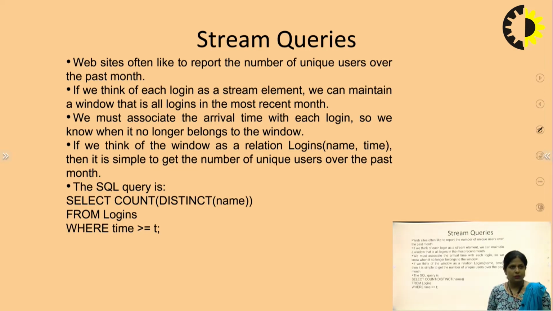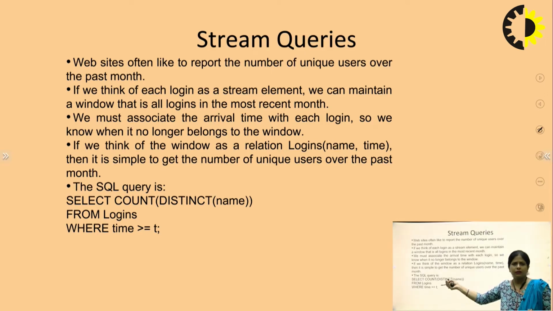So we'll see what the stream queries are. Websites often like to report the number of unique users over the past month. If we think of each login as a stream element, we can maintain a window that is all logins in the most recent month. We must associate the arrival time with each login so we know when it no longer belongs to that particular window, right? If we think of the window as a relation Logins, then it is simple to get the number of unique users over the past month.